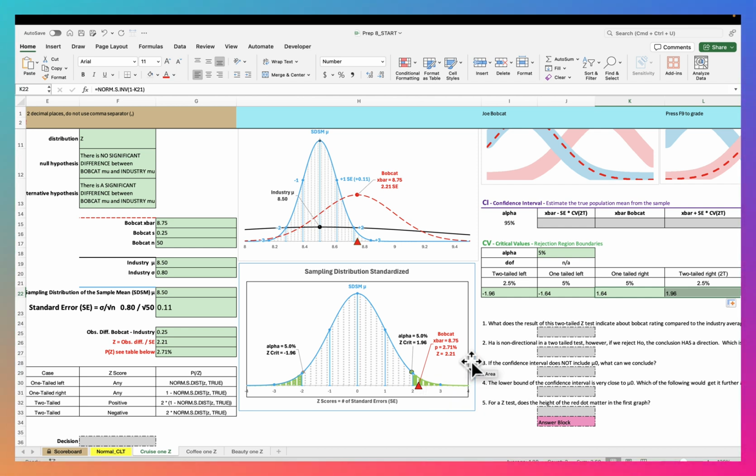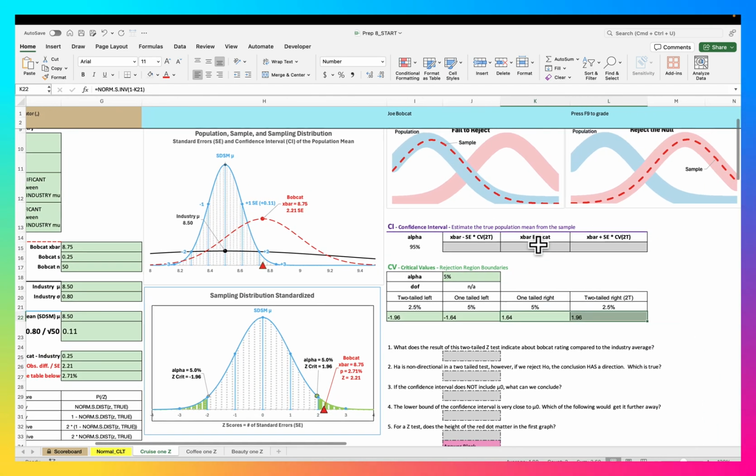But if we're going to reject the null hypothesis, that means that we're effectively saying, hey, our dot out here, this red dot, which is way over here, is so far out that we're actually going to claim that this sample came from a different population. And that different population should have a different population mean. So what is it? That's where the confidence interval comes in.